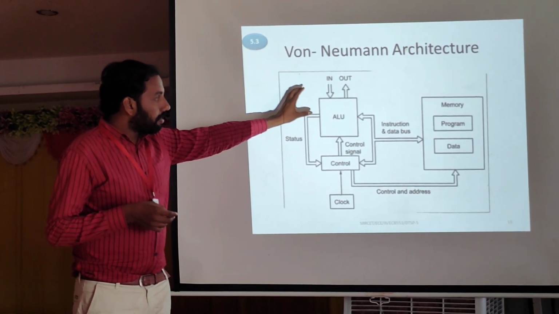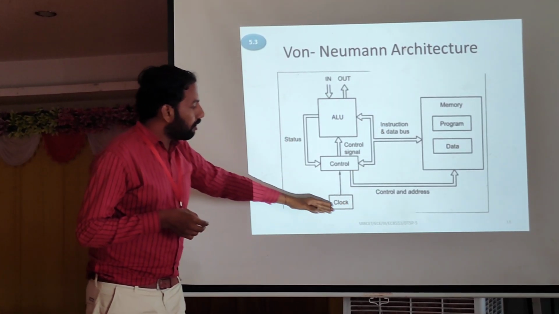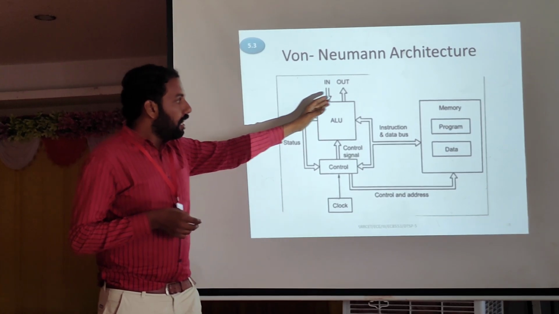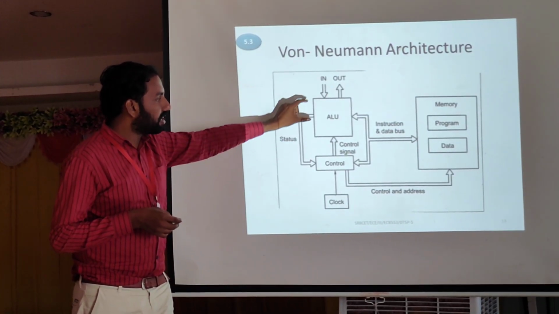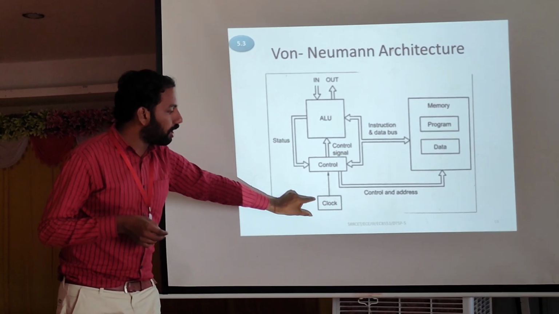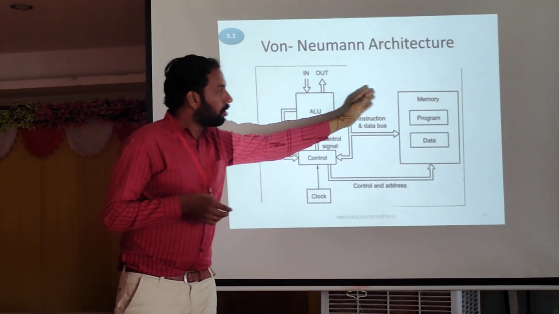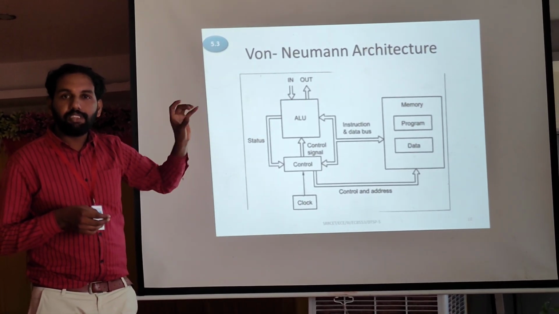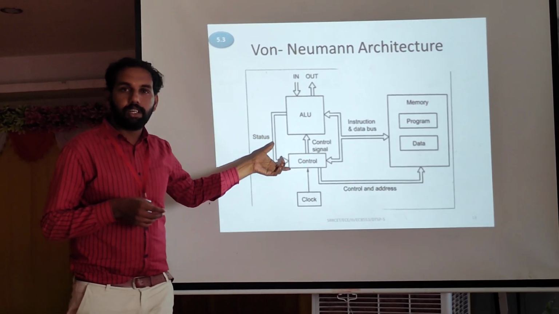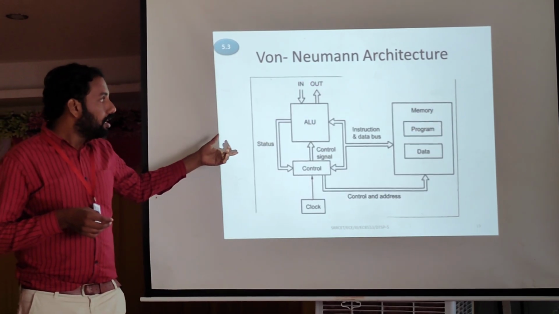This is the diagram. This total section is known as the CPU section, and this is the memory section. It has a single CPU section which contains ALU, control and clock. Then the total section is known as the program and data memory, which consists of a single memory unit. This is the von Neumann architecture simplified diagram.